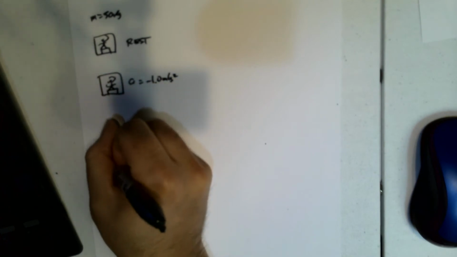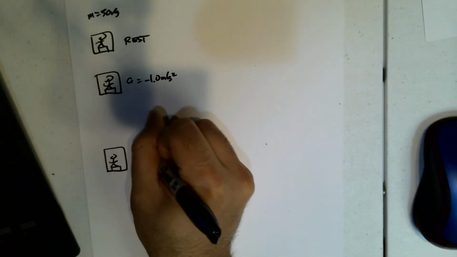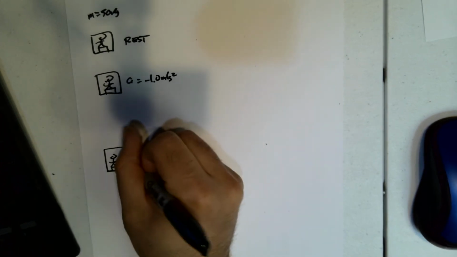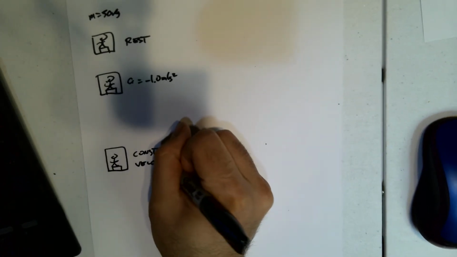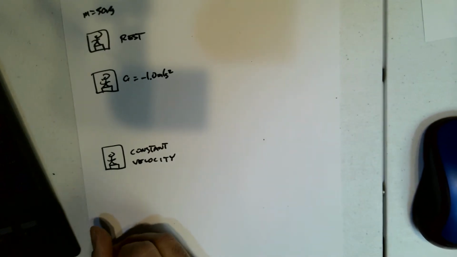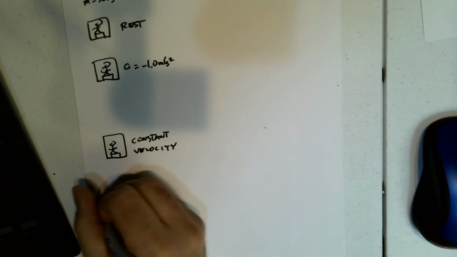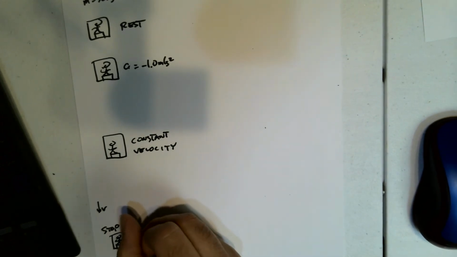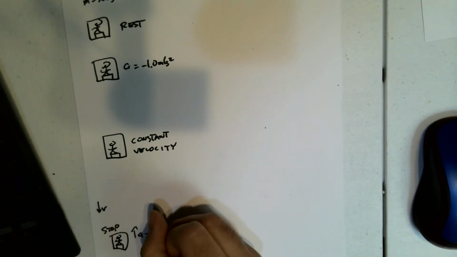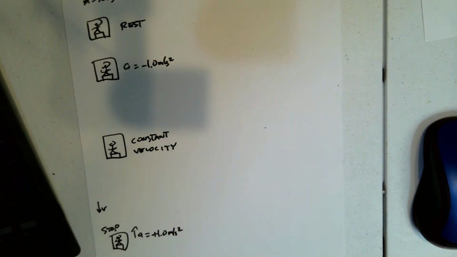And then throughout the majority of this is where you move at constant velocity. The elevator coasts downwards. And then what it has to do is stop. So it's going to stop at the bottom. And in order to stop, it has to slow down. Since our velocity is downwards, we need an acceleration that's upwards here. So we're going to have a plus 1.0 meters per second squared for our acceleration.